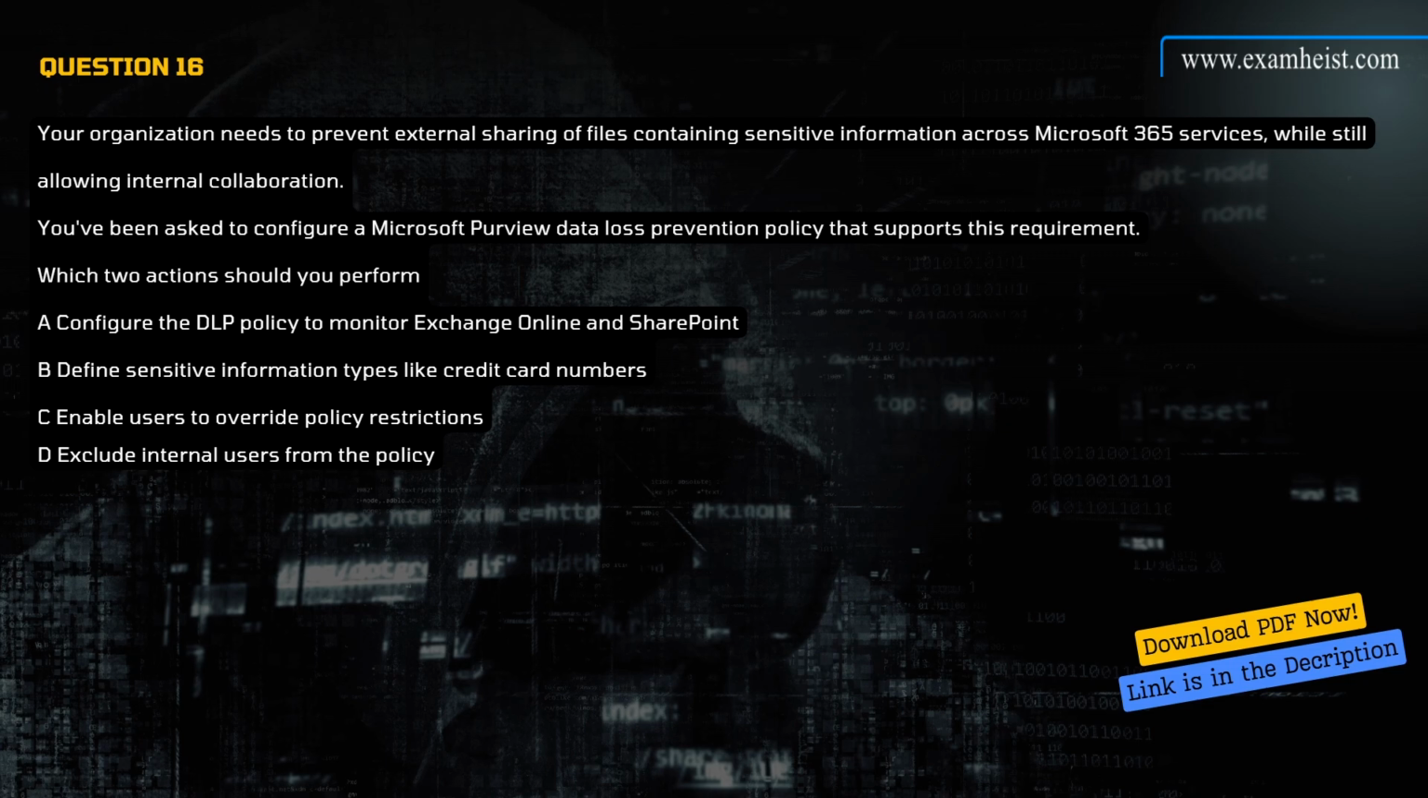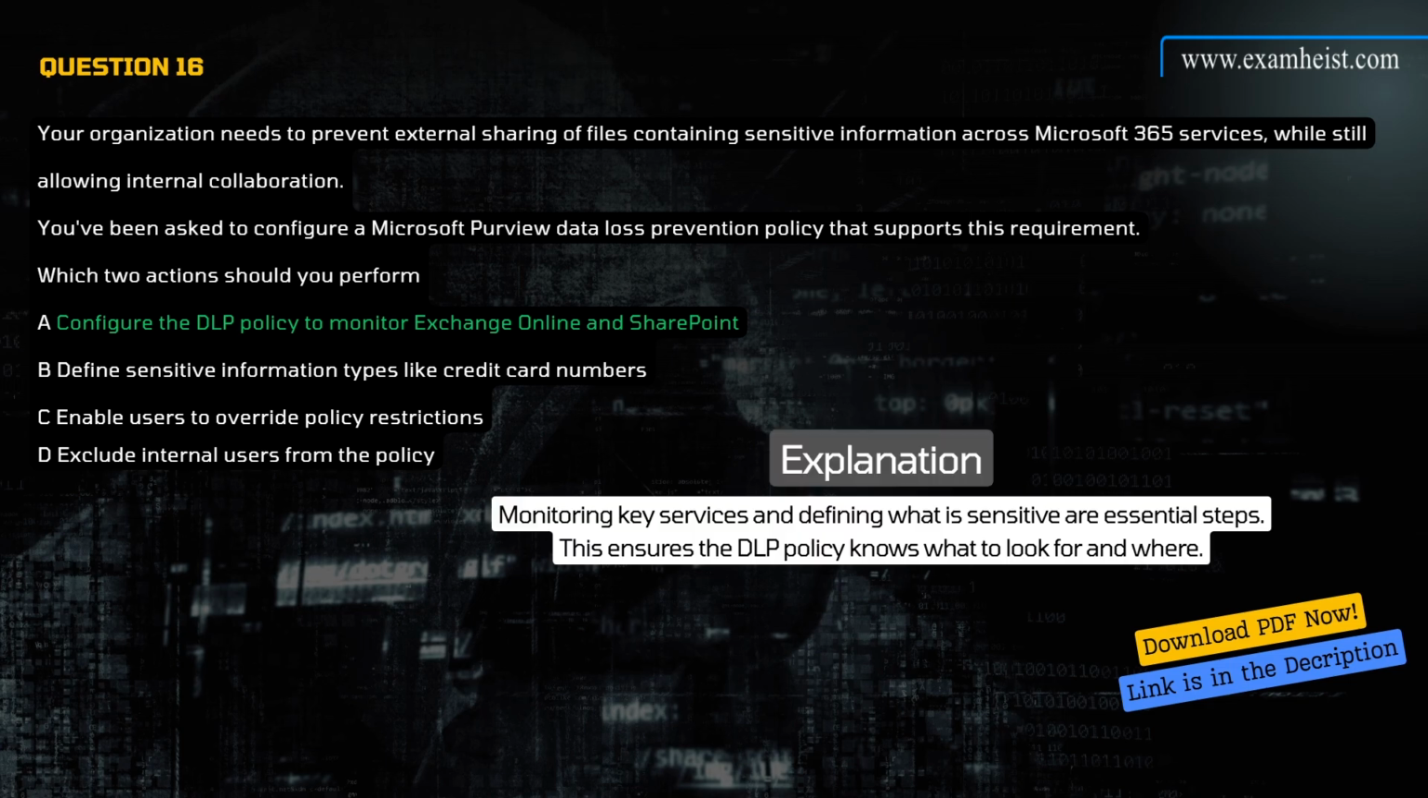A. Configure the DLP policy to monitor Exchange Online and SharePoint. B. Define sensitive information types like credit card numbers. C. Enable users to override policy restrictions. D. Exclude internal users from the policy. Correct answer is A and B. Explanation. Monitoring key services and defining what is sensitive are essential steps. This ensures the DLP policy knows what to look for and where.